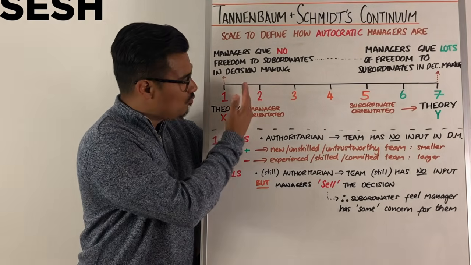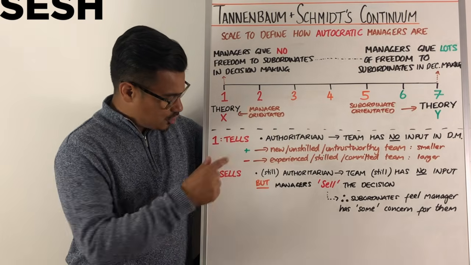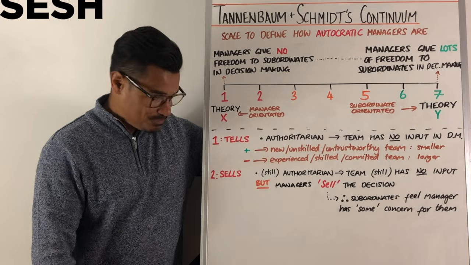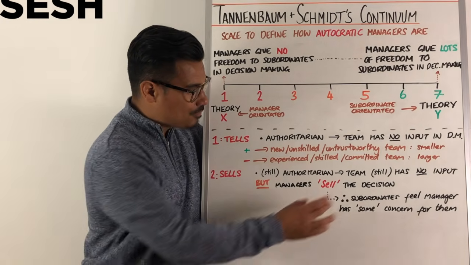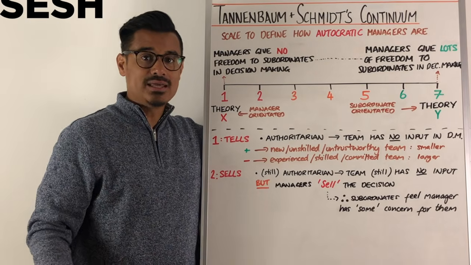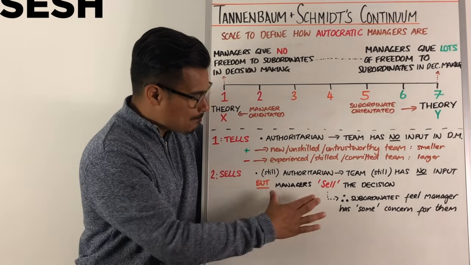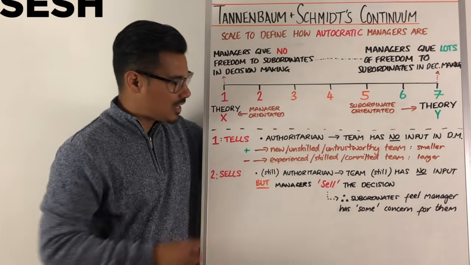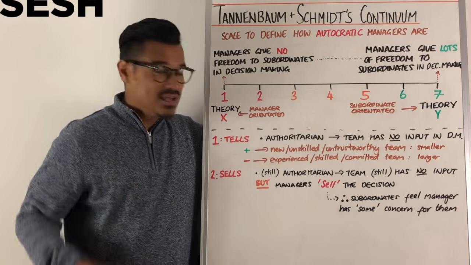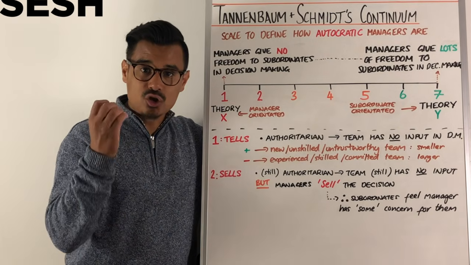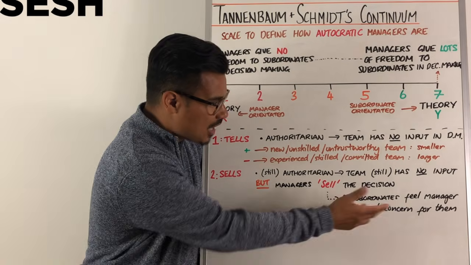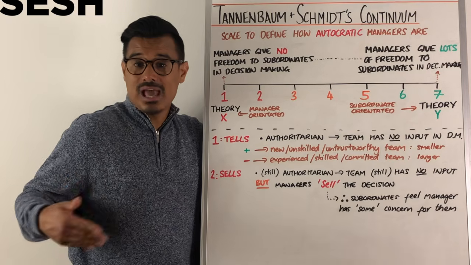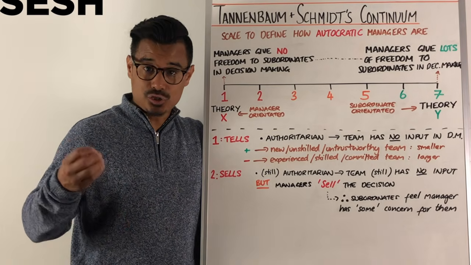Now the next one, if we just move one in and away from Theory X, to sells. This is still a pretty authoritarian style, and the team still doesn't have input in the decision-making process. But managers will try and sell the decision. Hence number 2 is called sells, not tells. Sells decision in that they will try and sell decision-making to subordinates. They'll try and persuade them that it's the right decision. And hopefully it makes employees feel like their managers do care because they've given them inclusion in the decision-making process.